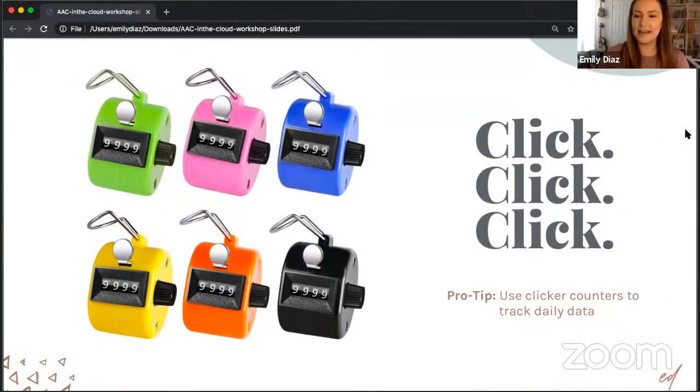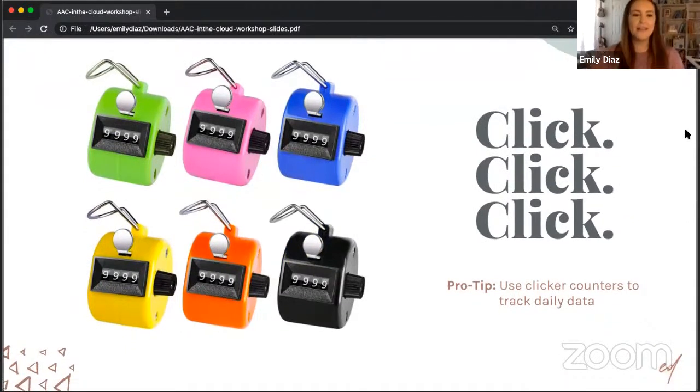I honestly cannot tell you the first time that I saw clicker counters and thought, I should use these for AAC. I don't know if it was in another presentation, if it was in a research study, or I just saw one laying around and thought, what a genius idea. I don't think I can take credit for this. I'm sure it came from somewhere else. But my pro tip for you is to use clicker counters to track daily data.